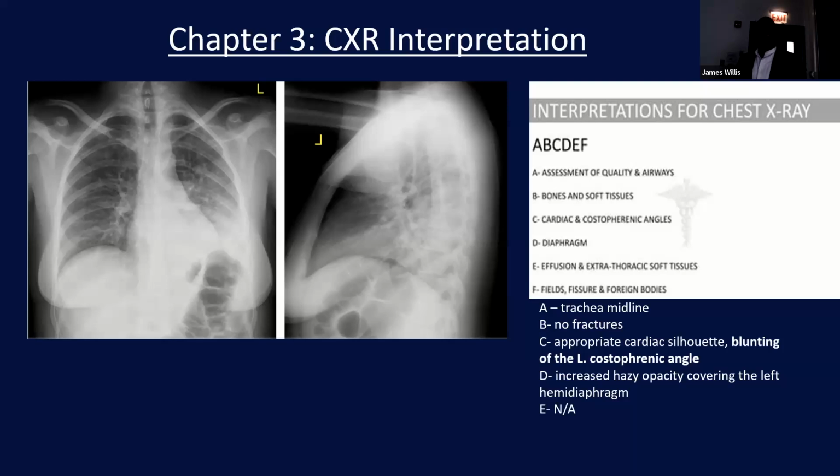And the fields, what do we see? I heard someone say, oh, I see it. What do we see?